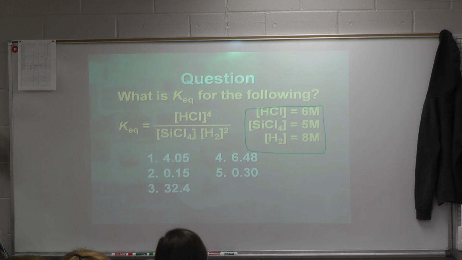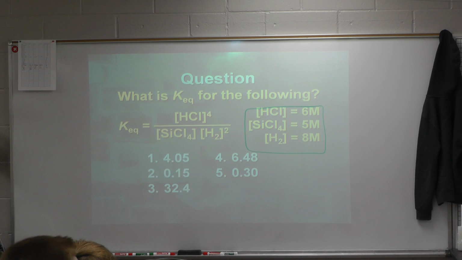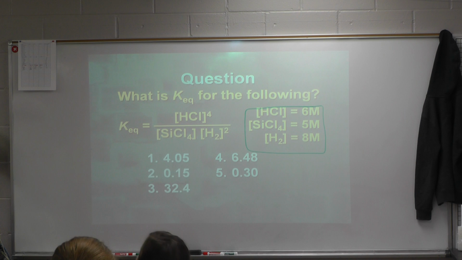1,296 divided by 320. Who has an answer? 4.01. It's 4.05. Everybody get 4.05? Yep. Seeing some head nods? Yep. Okay, what does 4.05 tell you? The forward reaction is favored.